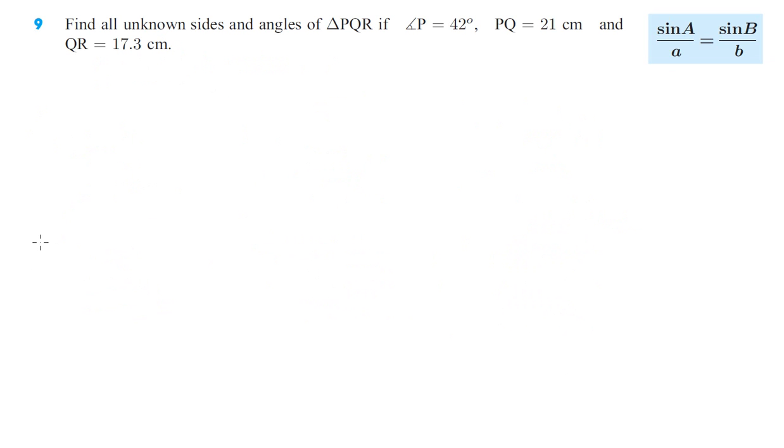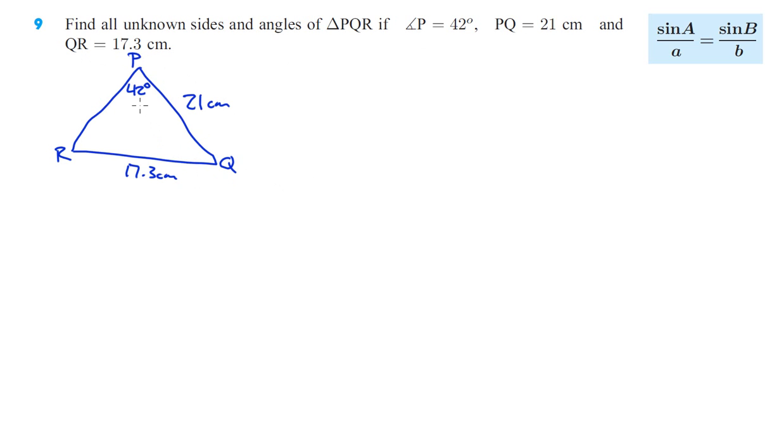Okay, let's look at the last example, last problem, which is number 9. Find all unknown sides and angles of PQR if, and then they're going to give us all these sides here. So we've got a lot of room. I'm going to make a big triangle, P, Q, and R. We know that angle P is 42 degrees. Side PQ, so P to Q, which is the same thing as side R, PQ is 21 centimeters, and then side QR, which is side P, is 17.3 centimeters. Okay, so we got to find everything else.